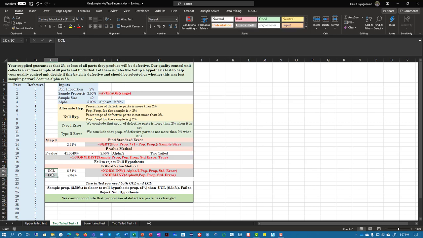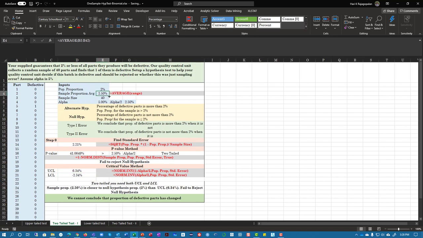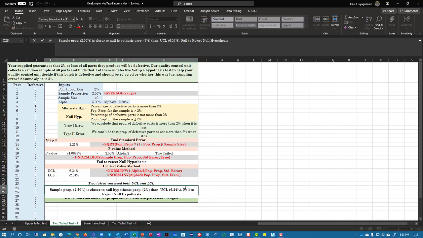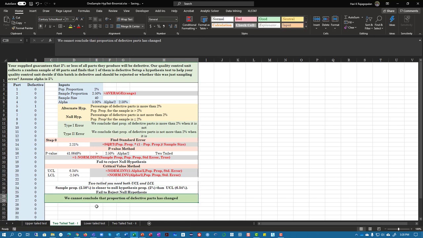And also you calculate your upper and lower critical limit using your alpha by 2. Upper critical limit has 1 minus alpha by 2. Lower critical limit is alpha by 2. And since sample proportion is more than your population proportion, you're going to use the upper critical limit. And obviously here, 2.5 is closer to 2 than 6.34. So you fail to reject your null hypothesis. As we see here, you fail to reject your null hypothesis.